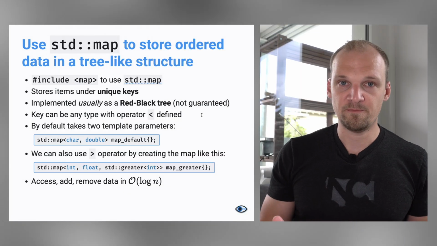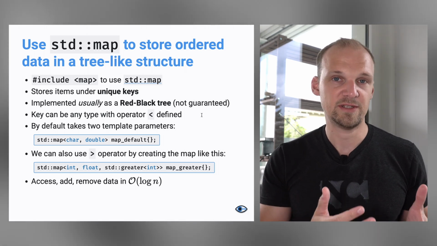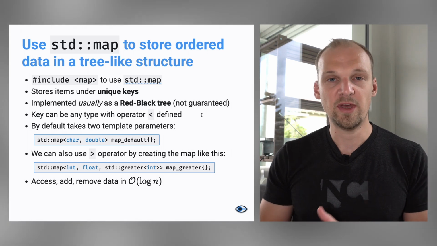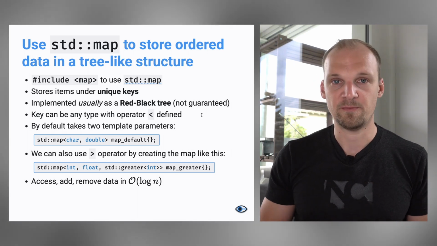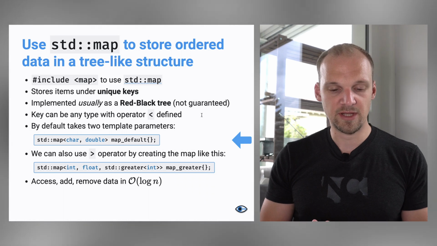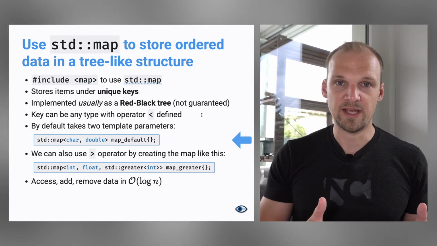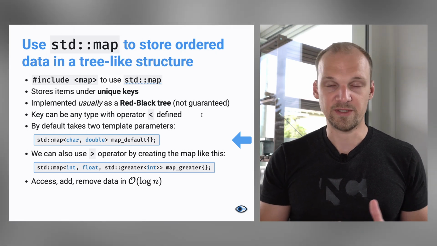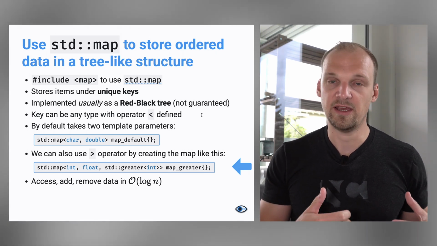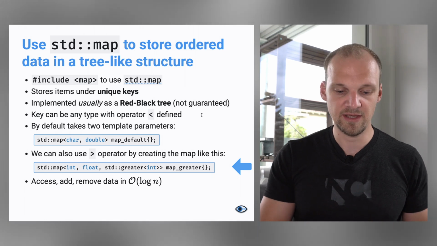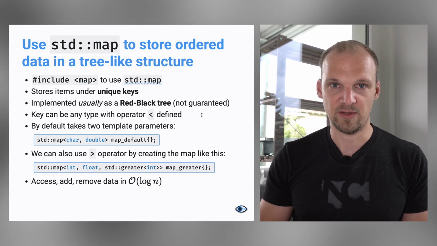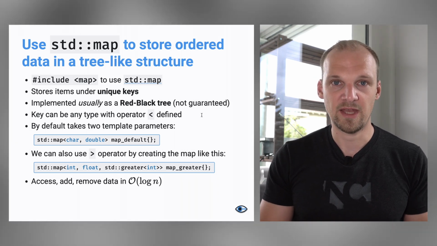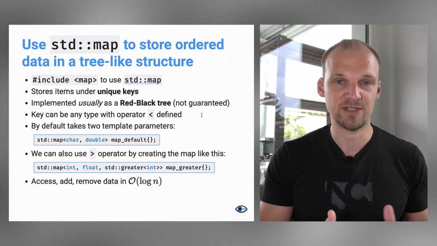The map type itself takes two template arguments, or types, that it uses. The first type is the key type, and the second type is the value type. So for example, what you see on the screen right now is a map that has a key of the character type and the value of the double type. And below that you see a map that takes an integer as the key and a float as a value type. Generally speaking, every type can be a key type for the map, and definitely any type can be a value type for the map.